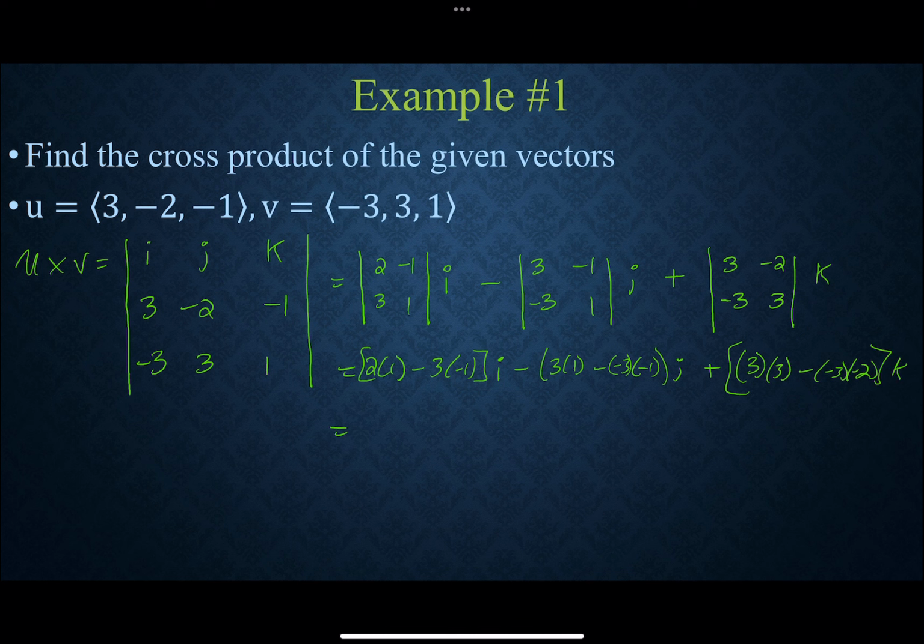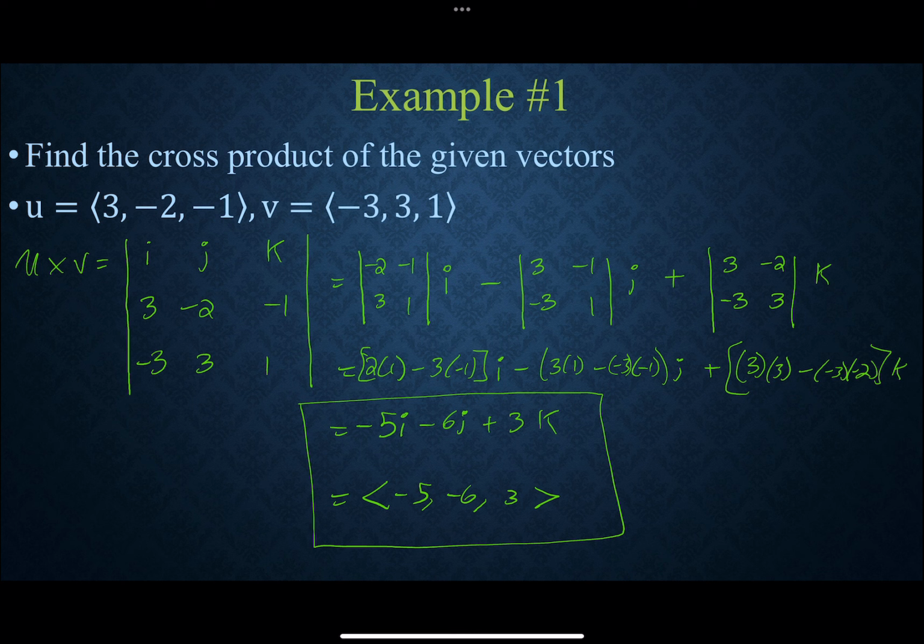So 2 times 1 minus 3 times -1 is going to give us a value of, it's a -2 right there. It's a good thing I caught that. It's going to give us a -5 there, so it's -5I. And then 3 times 1 minus 3 times -1 there is going to give us a +6, but it's minus that, so it's negative, so -6J. And then 3 times 3 minus -3 times -2 is going to give us a +3, so it's +3K. We can also write that in component form, -5, -6, 3. Either one is fine.